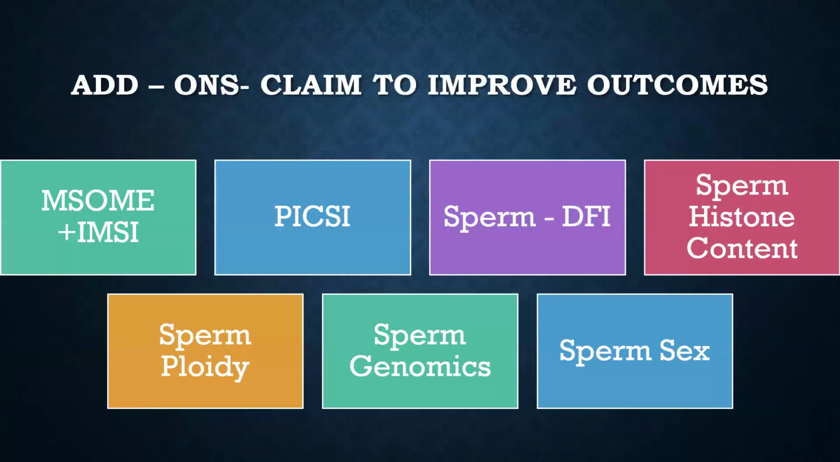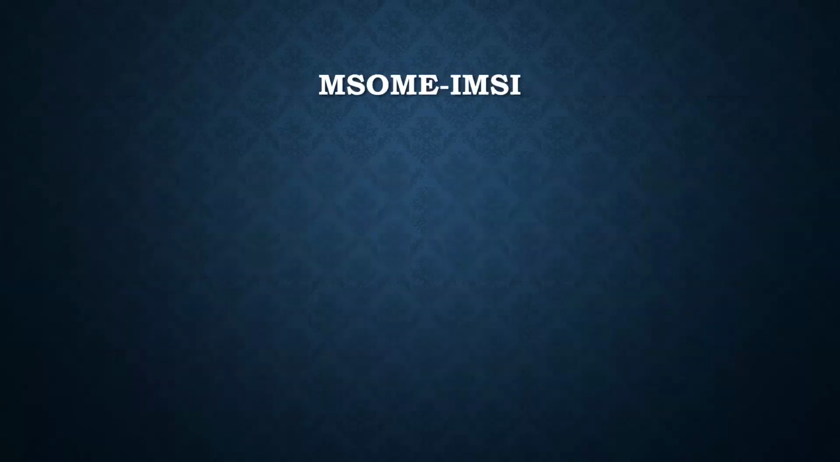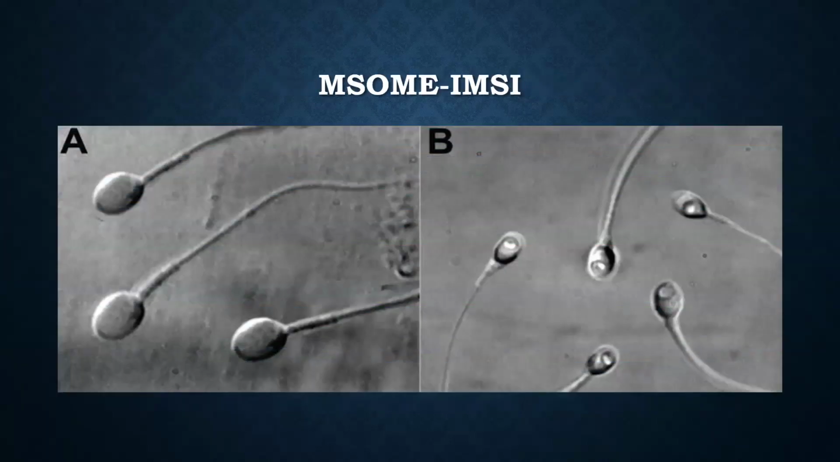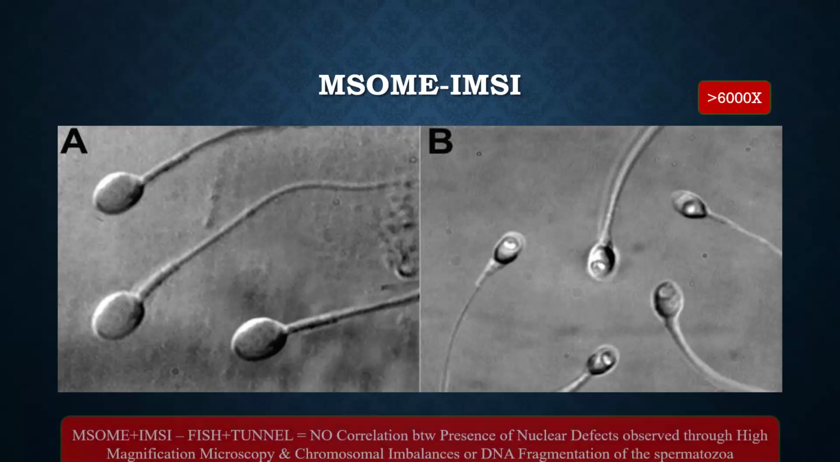There are certain add-ons to ICSI such as MSOM, MC, PIXI, sperm DFI, sperm histone studies, sperm ploidy, sperm genomics, and sperm sex selection, which are newer upcoming add-ons, which have helped to improve the fertilization rate with ICSI. Coming to MSOM, MC, the morphology, a better morphological sperm is always known to have a better DNA, and therefore studies have been done.